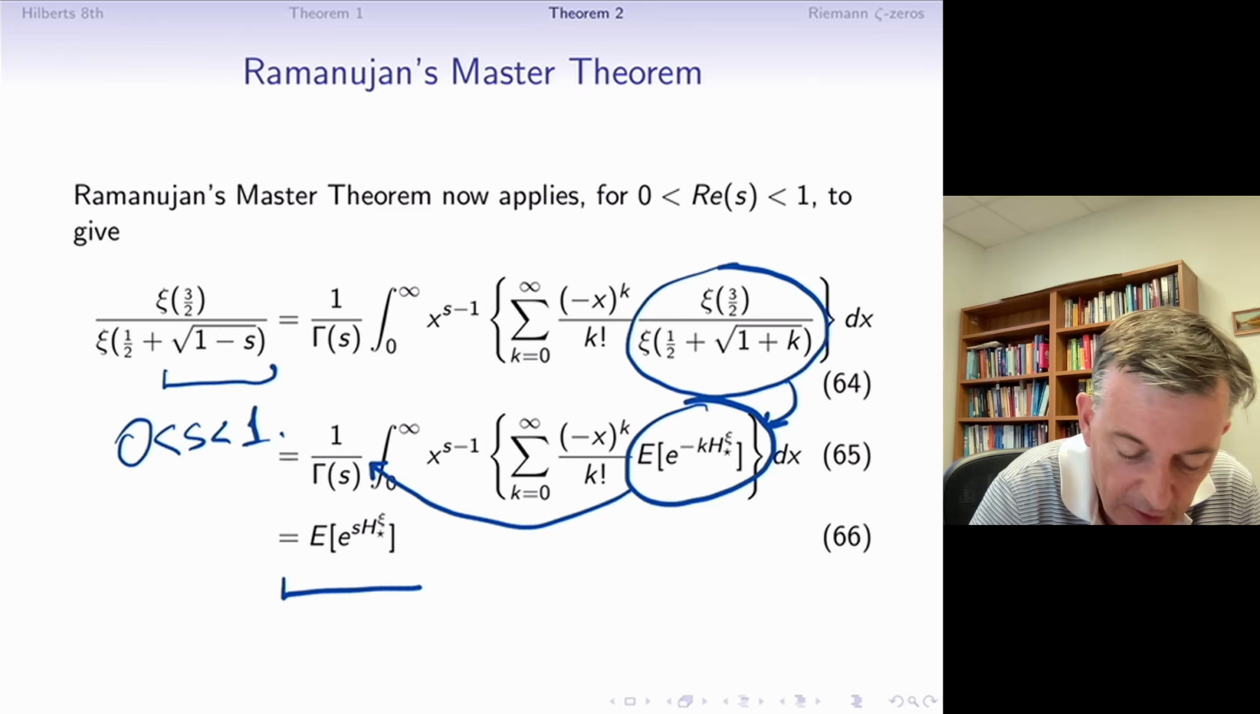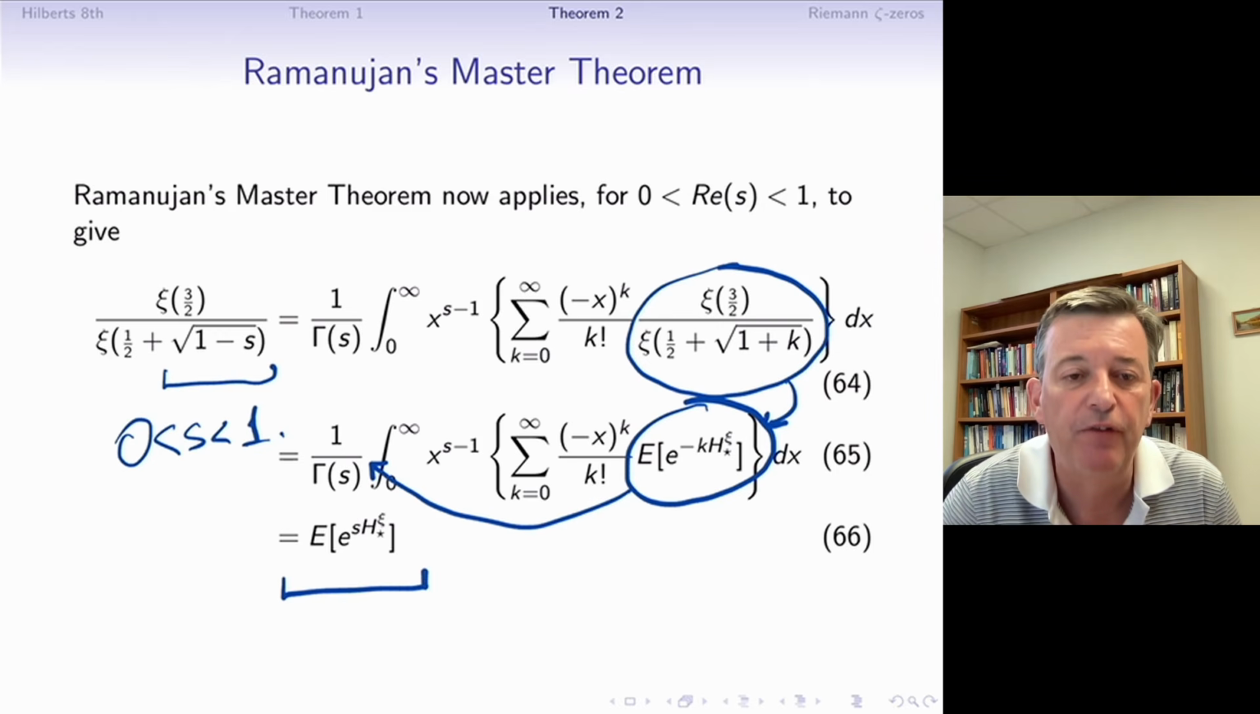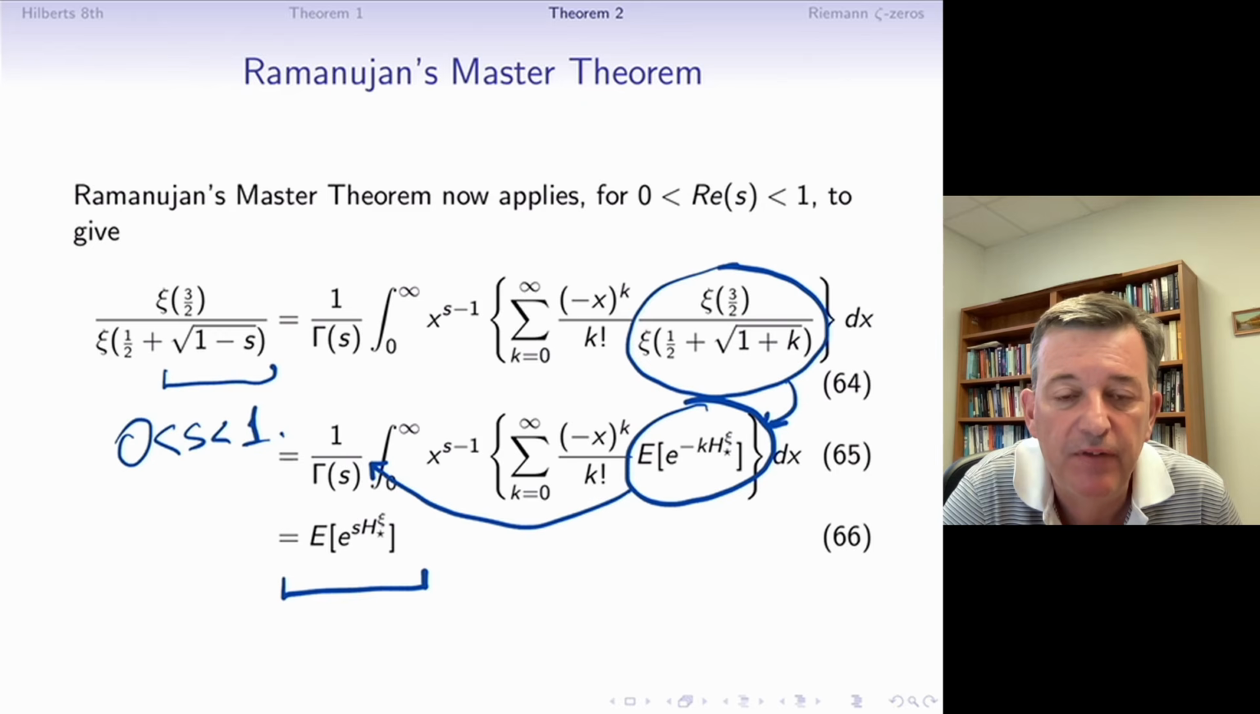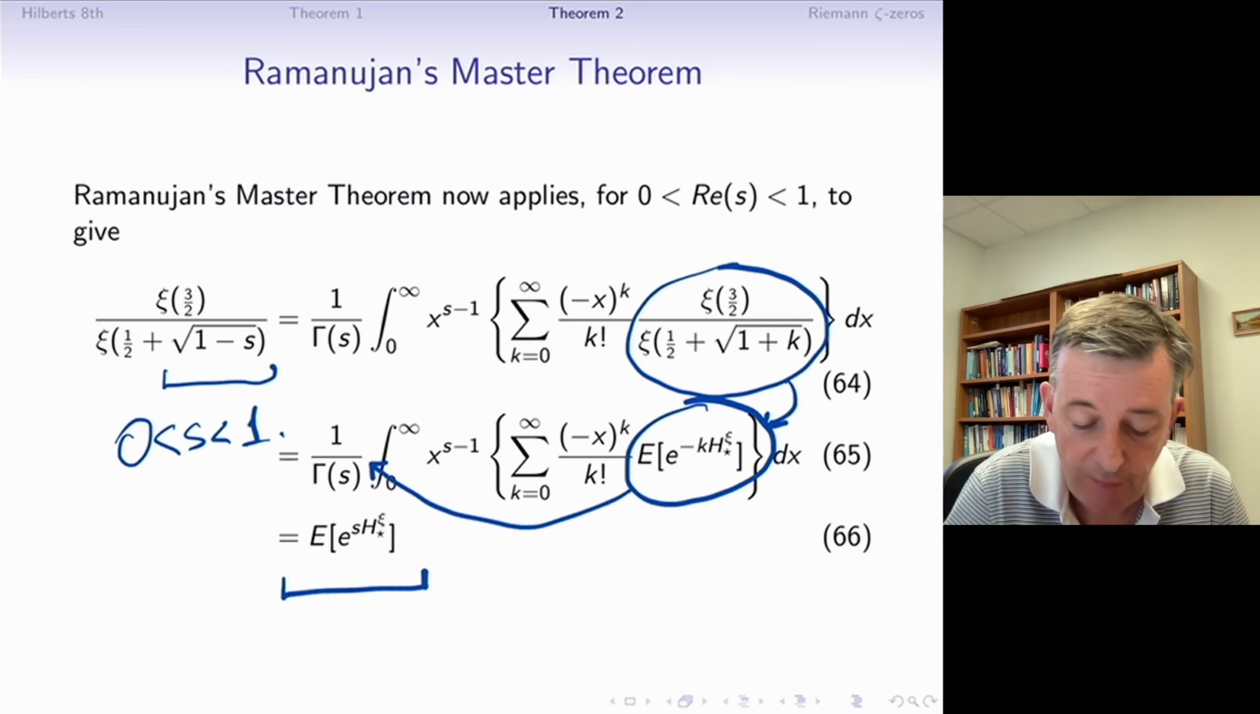Essentially we've proved that xi of 3 upon 2 over xi of a half plus square root of 1 minus s can be written as a moment generating function. So expected value of e to the s h star of xi. That's a positive power in s, where s is between 0 and 1. So it's essentially an MGF representation. And then essentially we're going to exponentially tilt and replace 1 minus s by s, and then we'll be down to Thompson's condition.